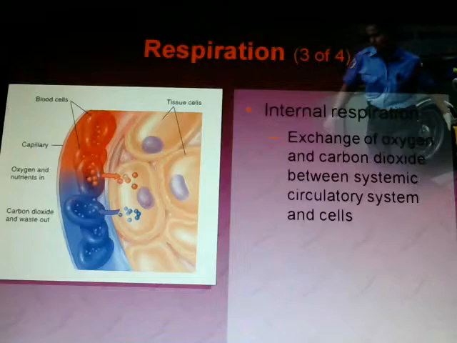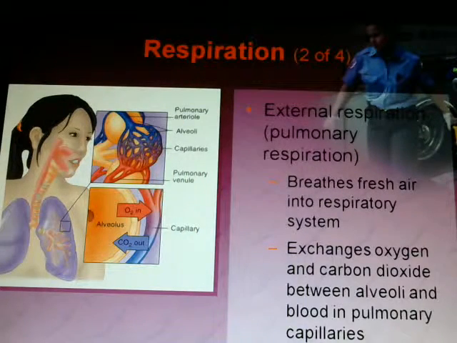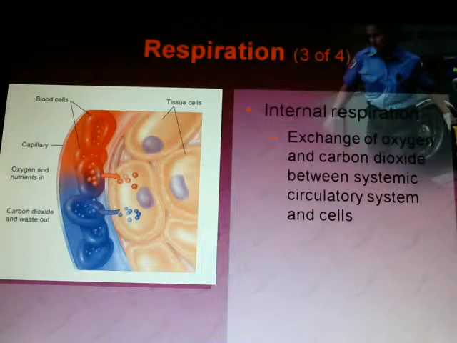So we have external respiration, which is actually happening in our lungs, not outside of our body. It's pulmonary respiration, which is the gas exchange taking place in the chest. Internal respiration is the exchange of oxygen and carbon dioxide between the systemic circulatory system and the cells. And you see that's your fingers, your toes, your earlobes, and anywhere else that's happening.